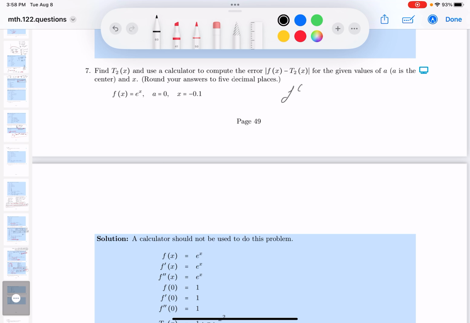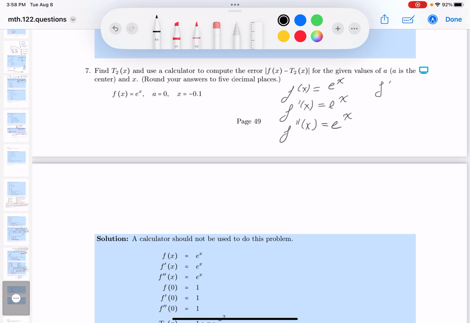I write down f of x. What's f of x? It's e to the x. Wow, that's a nice easy function, isn't it? F prime of x is e to the x. F double prime of x is e to the x. I just need those three. So what do I do now? Well, here comes the tough part. I've got to do it at 0.